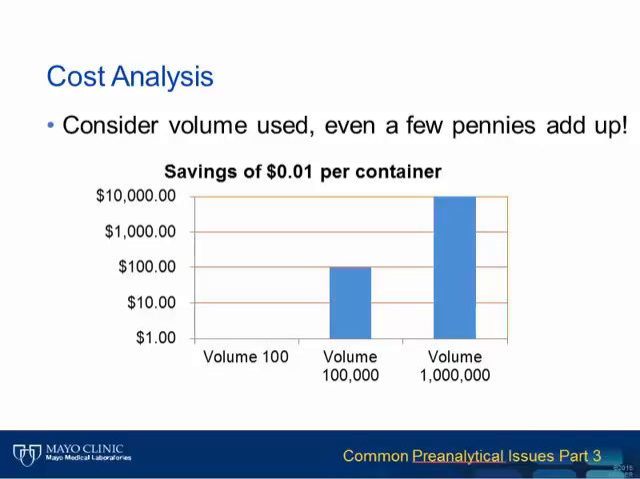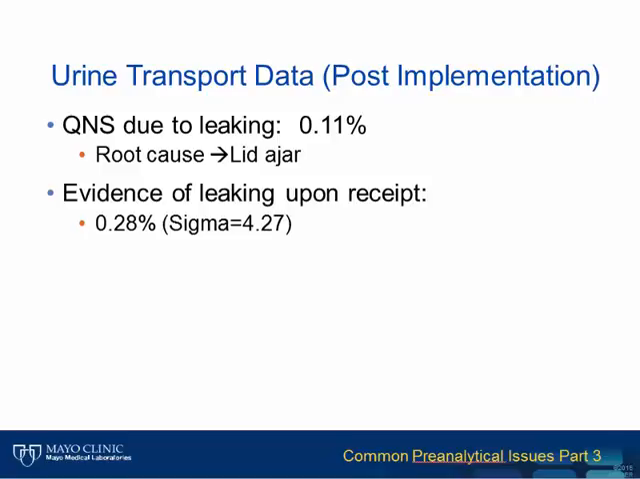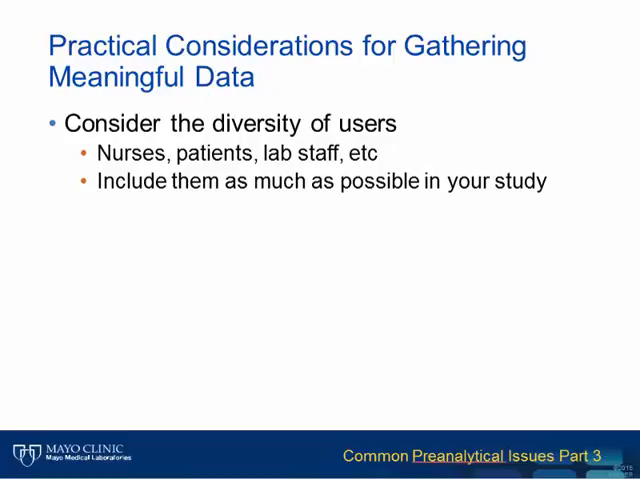It really adds up. In the post-assessment period, the number of events where a specimen was received with insufficient volume for testing was 0.11%, with the cause being lid ajar over a 2-week period. When we recollected the evidence of leaking data in the processing area, we noted it was very similar to the rate we measured during the study period. While we may not have entirely eliminated leaking, there were at least no surprises after implementation based on the data collected during the assessment period.